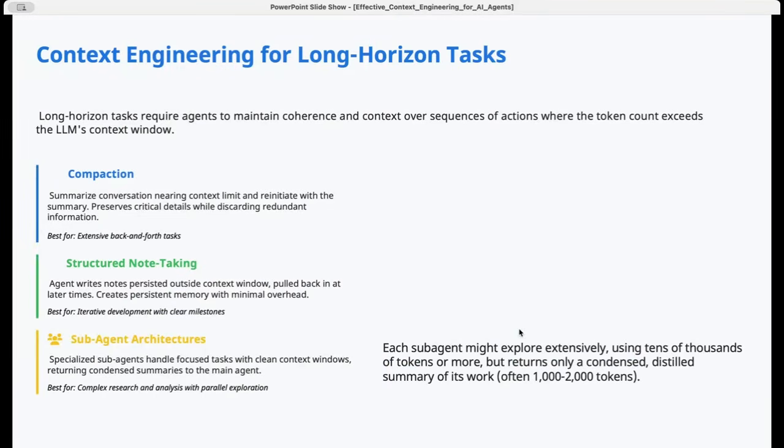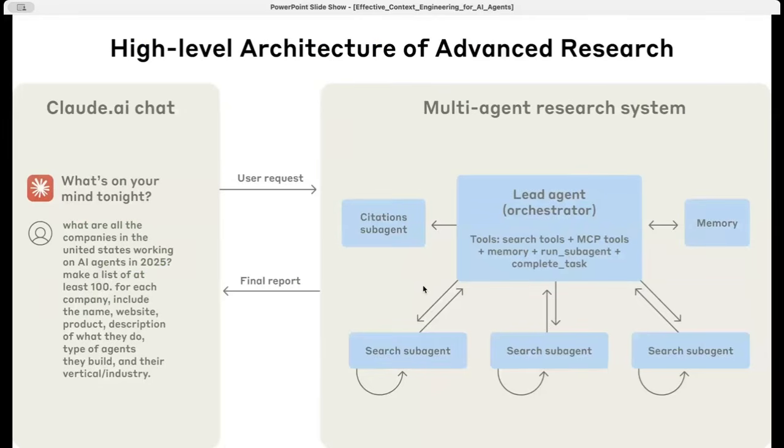Okay, and then there are also some advantages of the sub-agent architectures. For a complex system, it can allow parallel exploration. This is one example of a multi-agent research system. For example, you ask the Claude AI chat, which is a multi-agent system, to list all the companies in the US working on AI agents in 2025, and list at least 100, with for each company the name, website, description, what they do, etc.